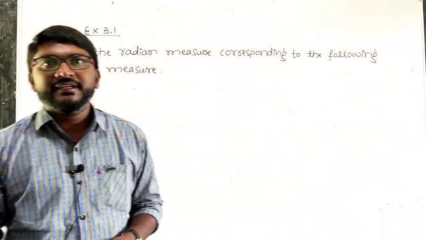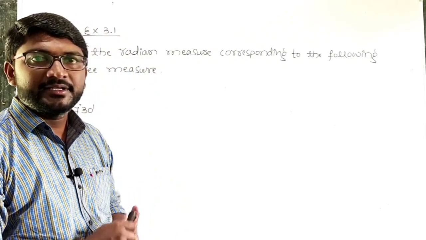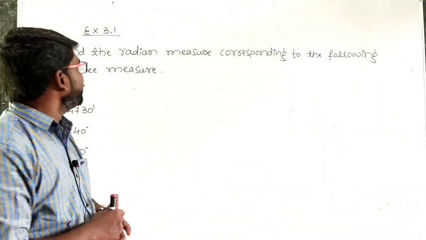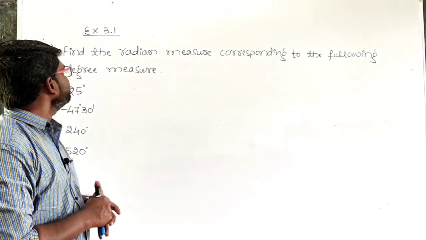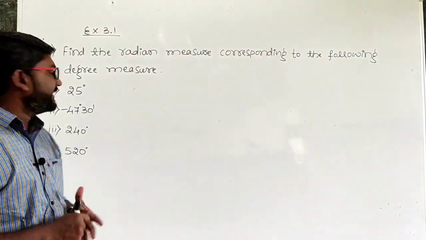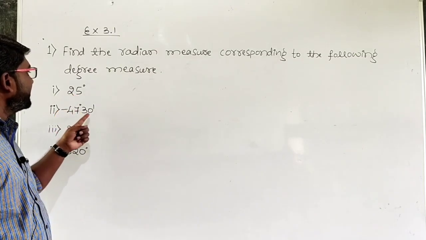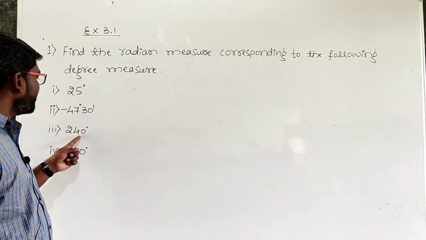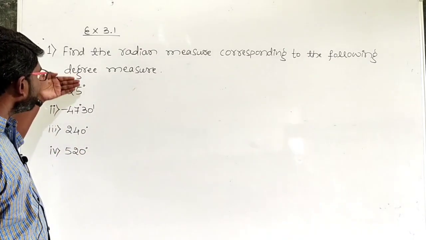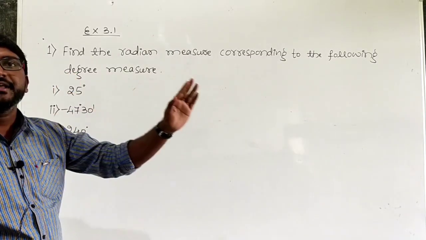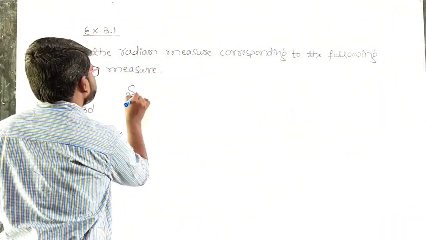In today's class we are going to start with exercise 3.1. The first main question is: find the radian measure corresponding to the following degree measures. We have four sub questions: 25 degree, minus 47 degree 30 minutes, 240 degree, and 520 degree. We have to convert all these angles to radian measure. So let us go ahead with the solution now.